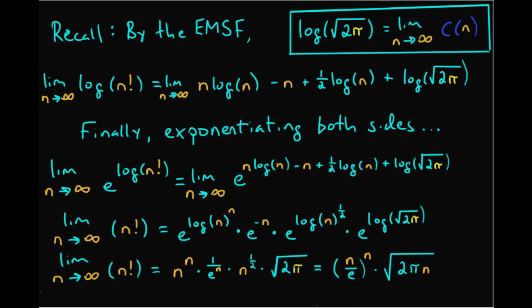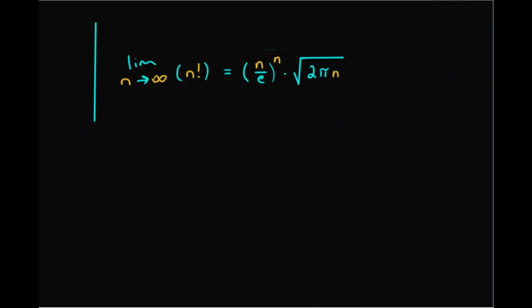And we've done it. We've derived Stirling's formula. So let me put a box around this. This is our final result, that the limit as n approaches infinity of n factorial equals n over e to the n times radical 2 pi n.